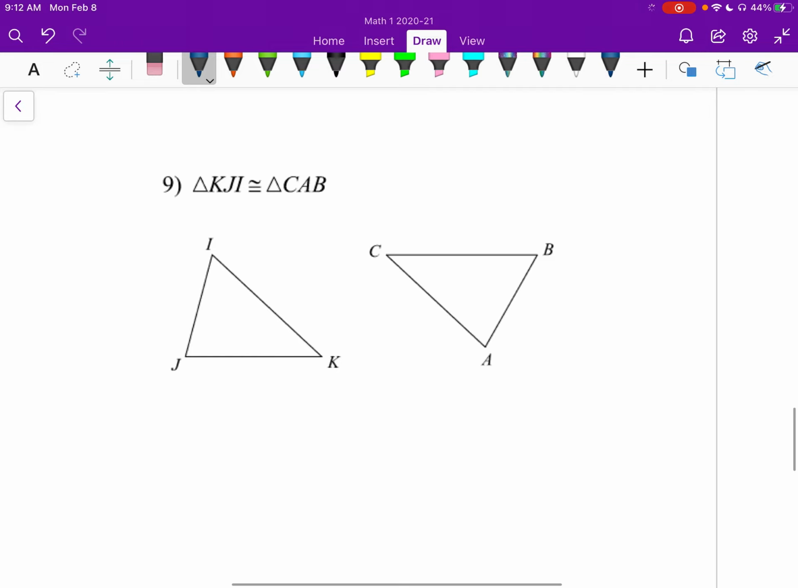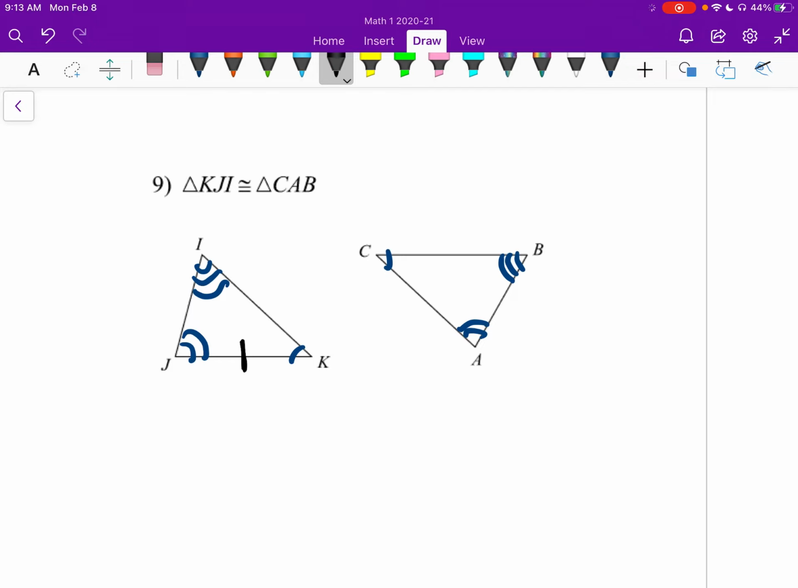Number 9, last one. K is congruent to C, J is congruent to A, and lastly I and B. Looking at our sides, we say, well, KJ and CA, then JI and AB. And lastly is IK and BC.